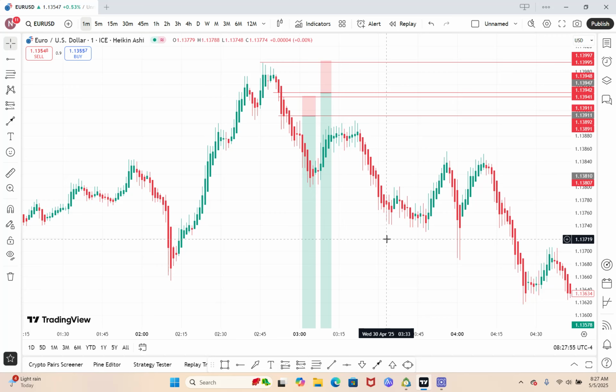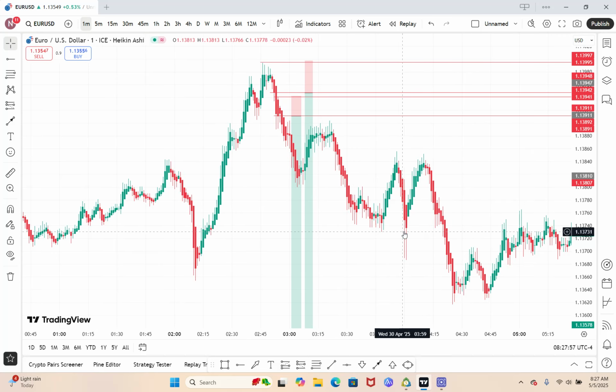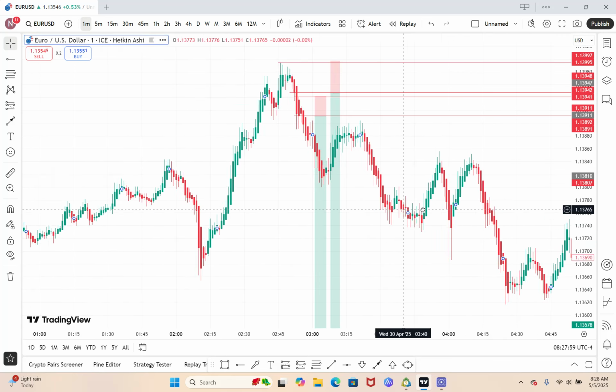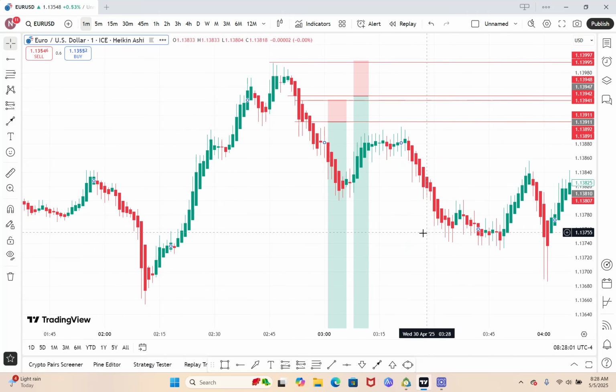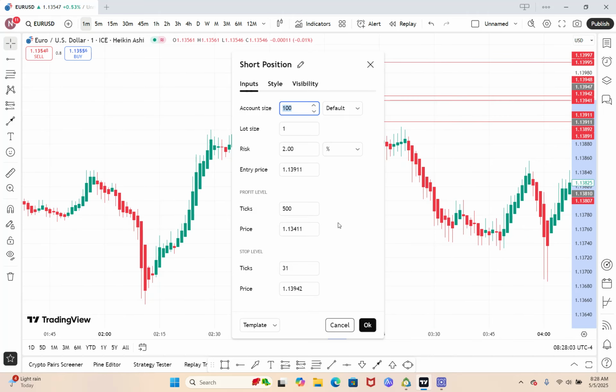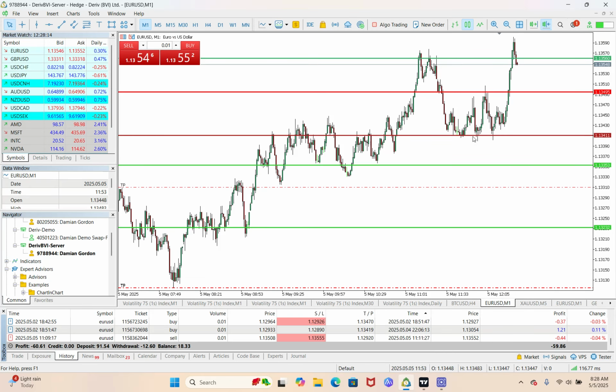About 1 to 10. So that's a good risk to reward. That gives us a good cushion, right? And this can move our account quickly. So we're going to copy, go to MetaTrader 5, right?